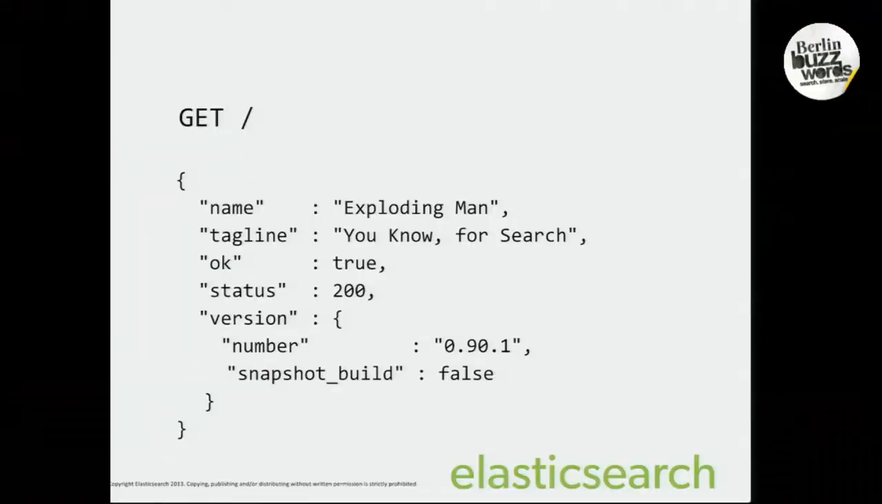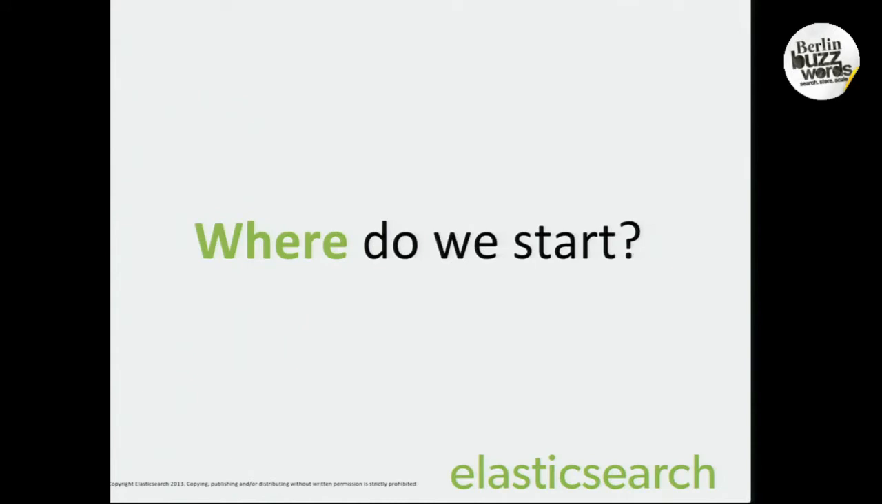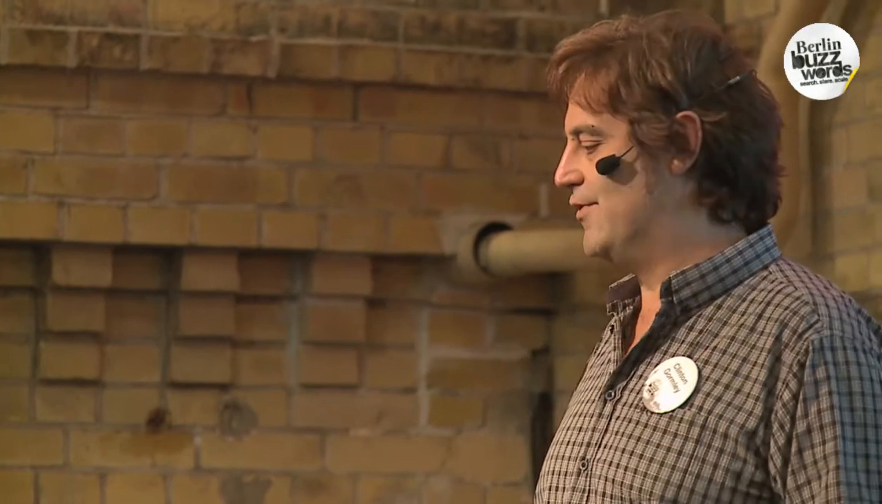Okay, that's cool. We have a running cluster containing one node. And I'm not going to get into clustering at all. This is about how you use it rather than how you scale it. So where do you start? Well, you've got a bunch of data, first of all. And data is represented as JSON documents.